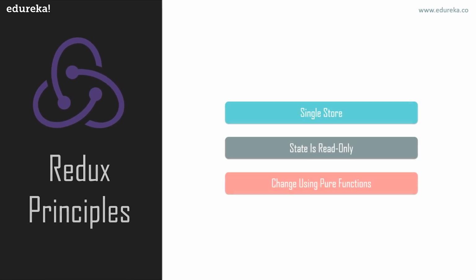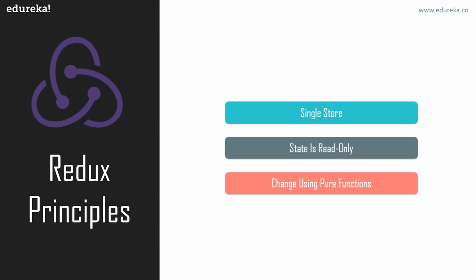Now, Redux principles. It is very important that we understand what these Redux principles are. There are three Redux principles which I am going to talk about. First is the single store. As we saw, there is a direct difference between Flux and Redux. Flux allows multiple stores, but Redux allows only a single store. State is read-only. This is again one of the principles for using Redux. And changes are made using pure functions only.